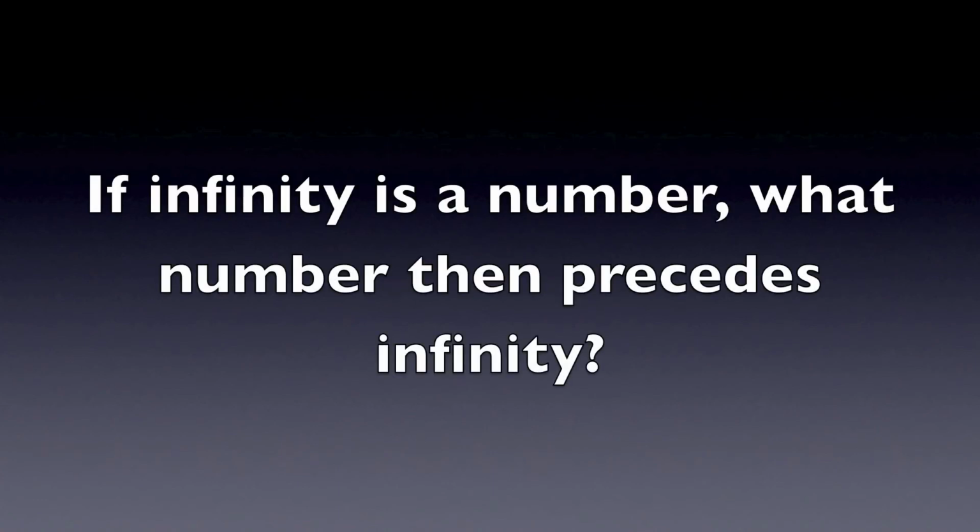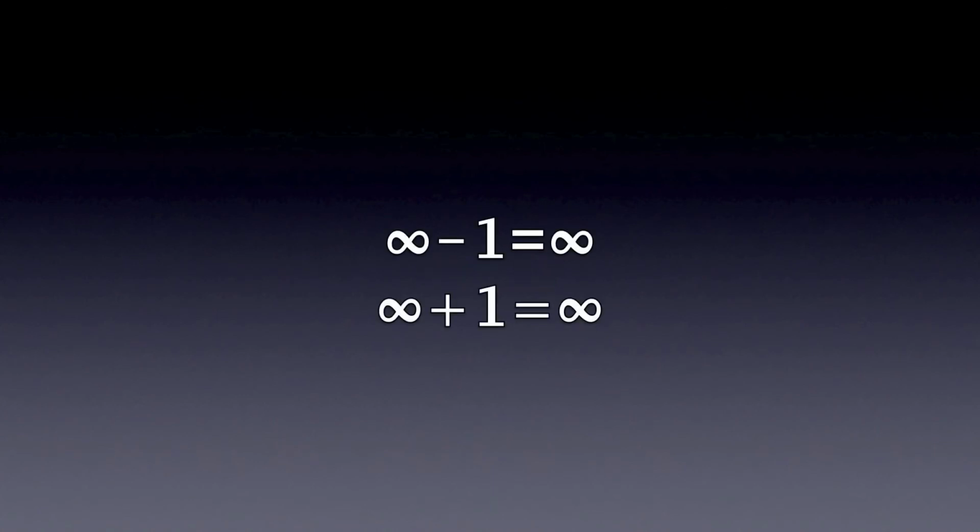If infinity is a number, what number then precedes infinity? Perhaps it's infinity minus 1, like it would be in any other set. But this presents a problem. In your previous video, you put forth that if n is an element of the reals, then infinity plus or minus n is infinity. So infinity minus 1 is infinity. Similarly, infinity plus 1 is infinity.